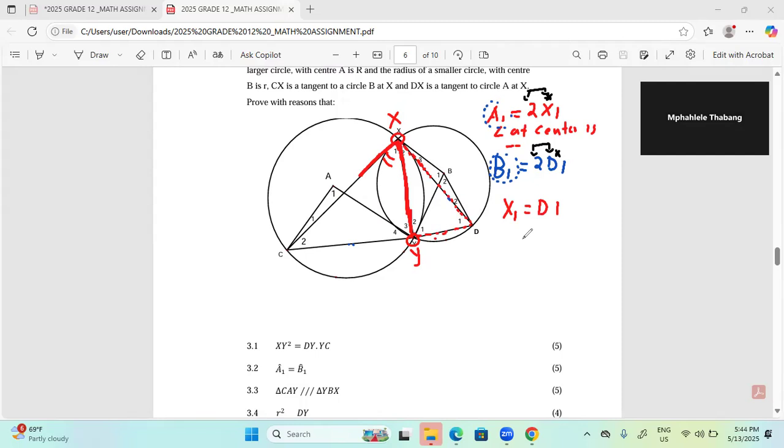Okay, so it means you can go to A1, you can say A1 is twice D1. If you want, you can substitute X1 with D1 because X1 and D1 are equal. And we know that B1 also is twice D1. Therefore, A1 and B1 are equal.